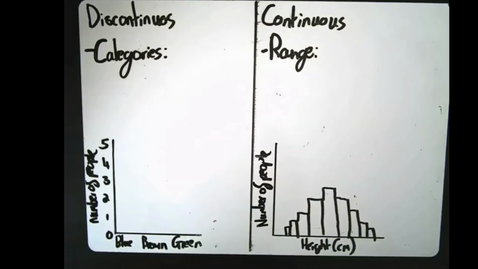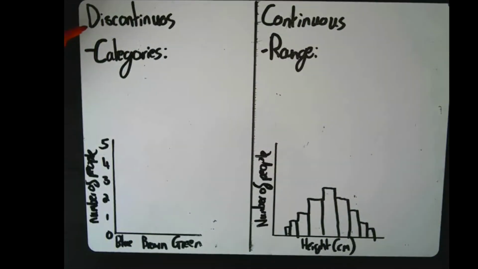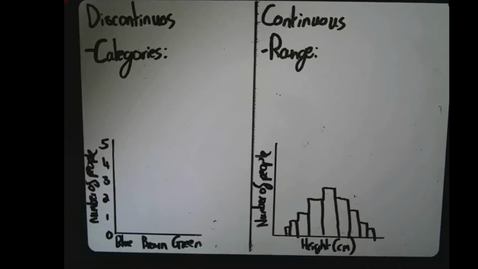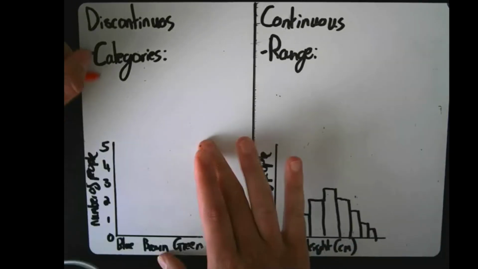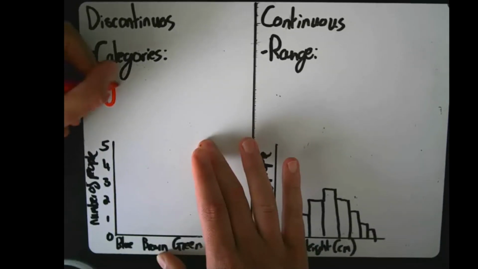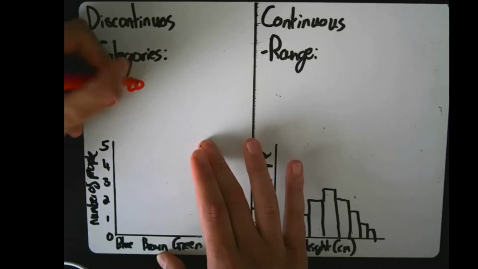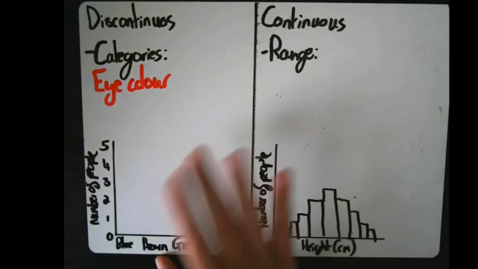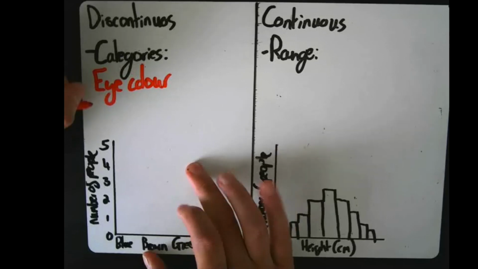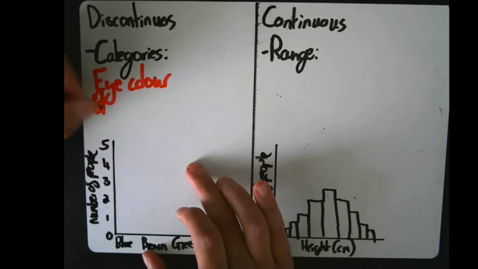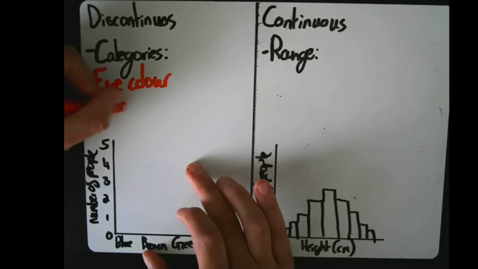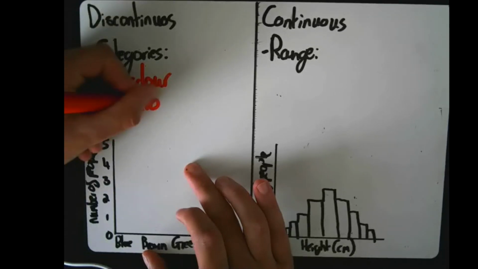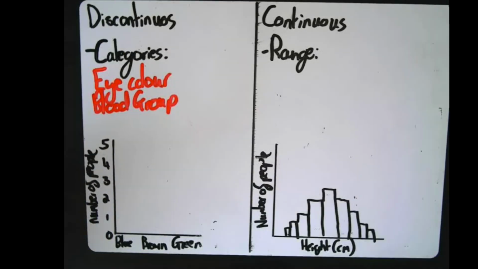When we're looking at variation, we look at two different categories: discontinuous variation and continuous variation. With discontinuous variation, this is when a characteristic can only occur in certain categories. For example, eye colour, you can either have blue, brown or green eyes. Blood groups also fall into this, where you can either have a blood group of A, B, AB or O. It's not possible for you to fall into both of these categories.